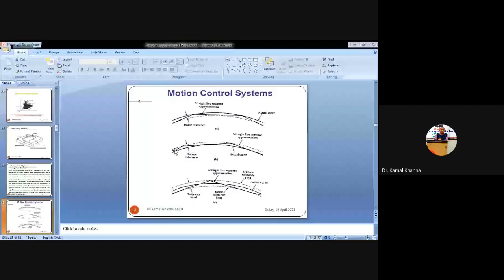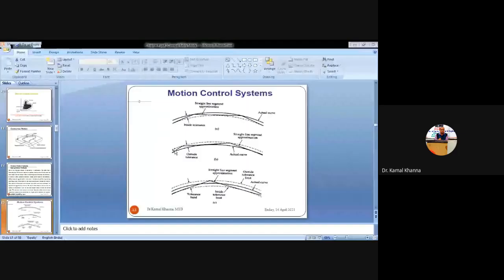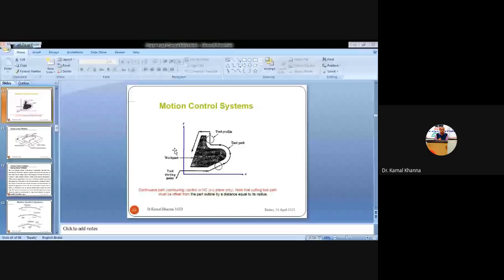That is, our tool cannot move in the circular portion. Here also in the figure of this motion control system, we have shown that this is a complex figure, and there are some linear interpolations, there are some circular interpolations also. So for moving the tool in the circular portion, we have to cut that circular portion into some line segments using these interpolation methods.